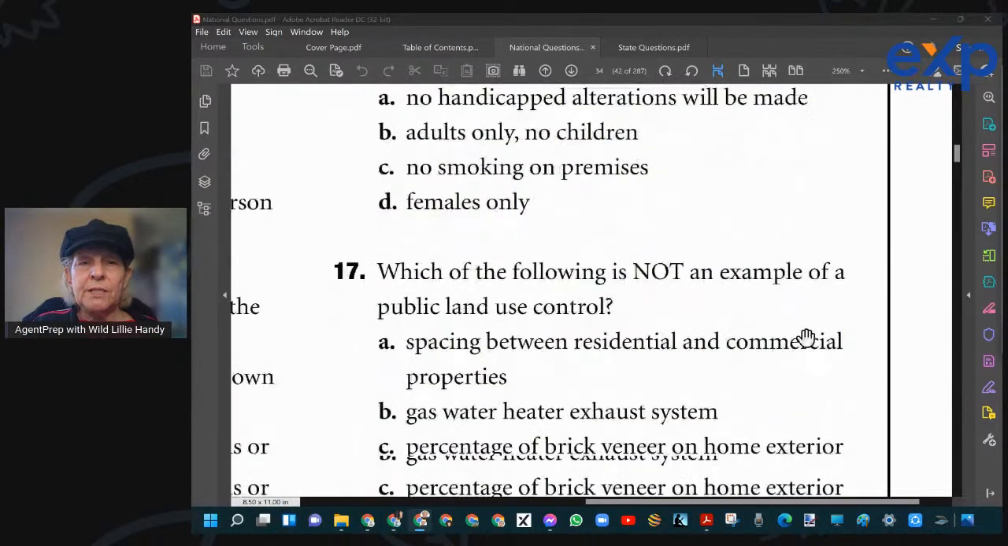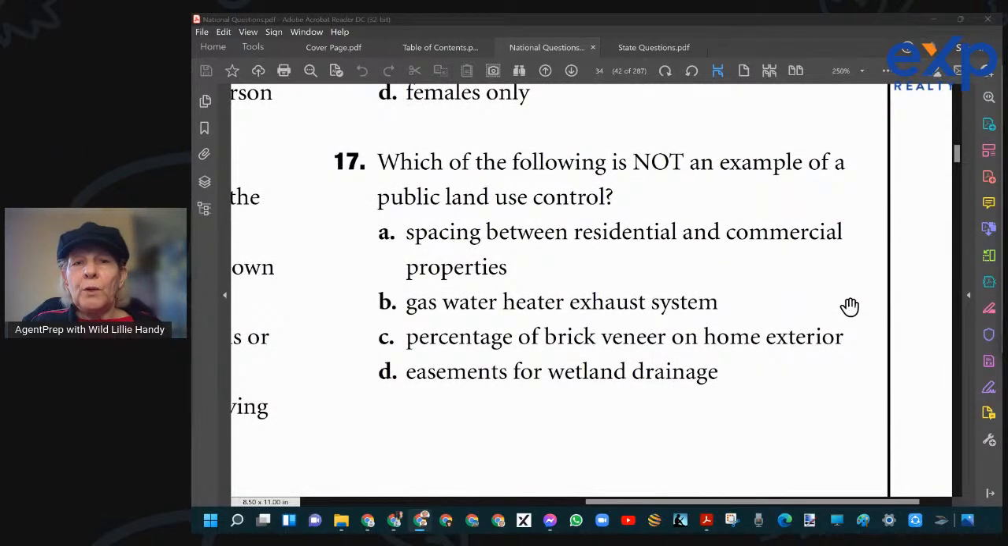Okay, number 17. Which of the following is not an example of a public land use control? Public land use control. A, spacing between residential and commercial properties. B, gas water heater exhaust system. C, percentage of brick veneer on home exterior. Or D, easements for wetland drainage. So which one is not impacting the use of public land by everyone?